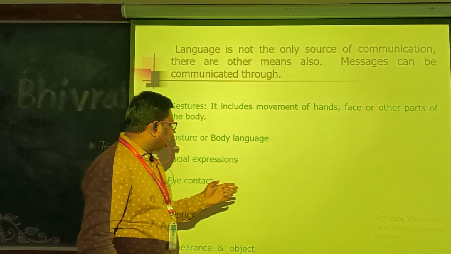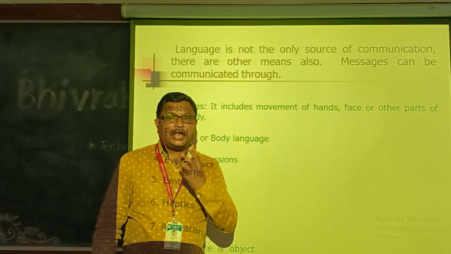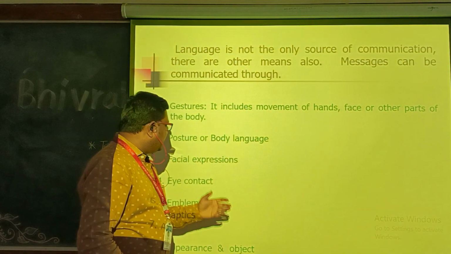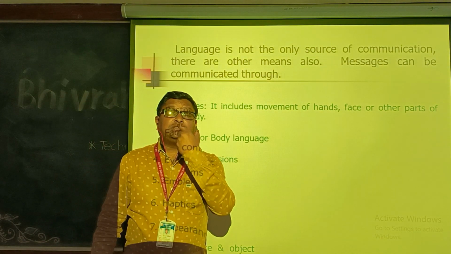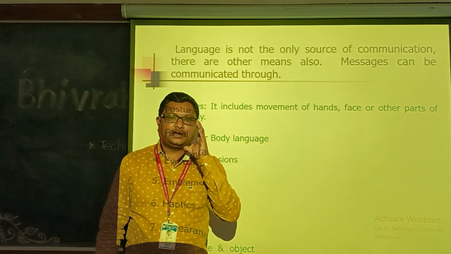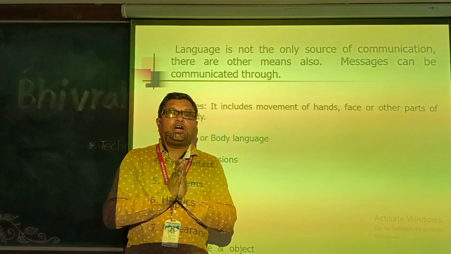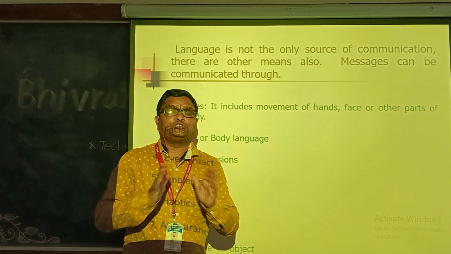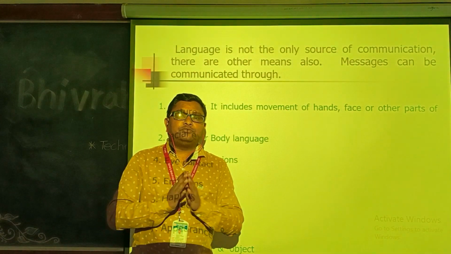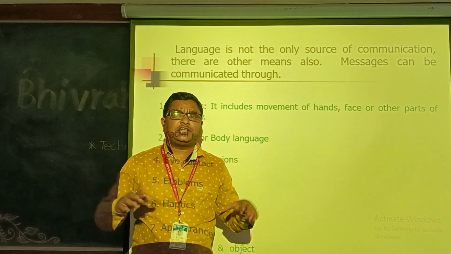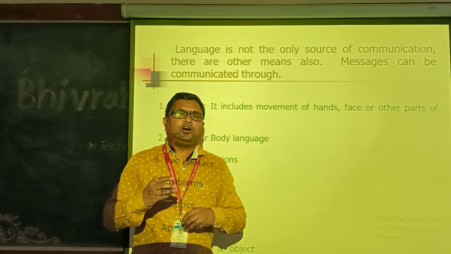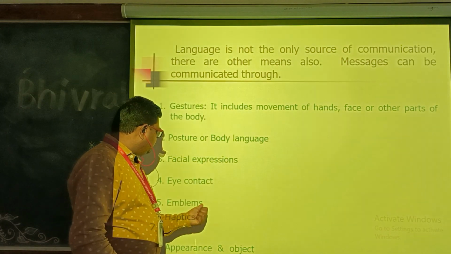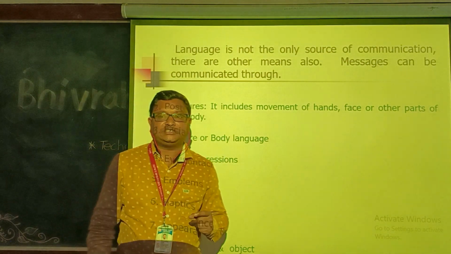Let's see. Next is facial expression. If we have a smile on our face, what does it indicate? It indicates happiness. Next is eye contact. This is the most important factor as far as communication is concerned. If we do not have proper eye contact, the communicative event or the communication process cannot be completed. So we should look everywhere at the time of delivering a lecture or a presentation, or while speaking with each other. Then that is emblems and haptics.